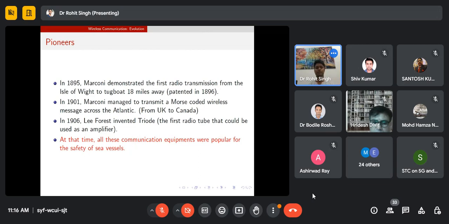And at that time, there was some enhancement occurring in terms of VLSI circuits. At the same time, Lee De Forest invented the triode, which is another breakthrough in making circuitry or circuit designs for communication purposes. At that time, because the equipment size was very large, communication equipment was popular only for safety and sea vehicles.